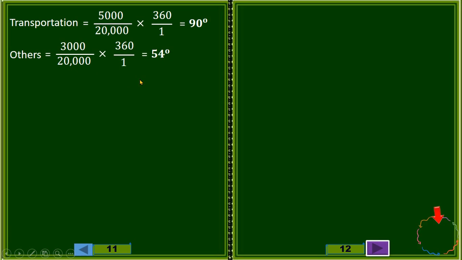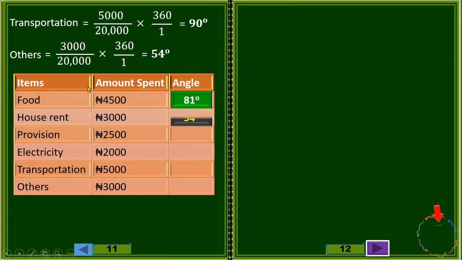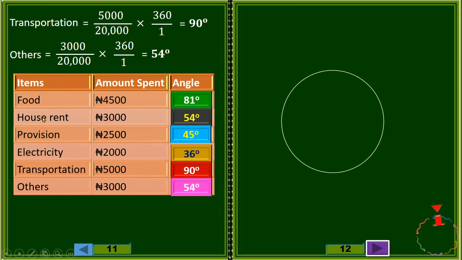Now that we have calculated the angles for each of the sectors that represent these items, the next step is to make a table so that we can have the angles. You can see the table. For food, 81 degrees. For house rent, 54 degrees. For provision, 45 degrees. For electricity, 36 degrees. For transportation, 90 degrees. For other items, 54 degrees.